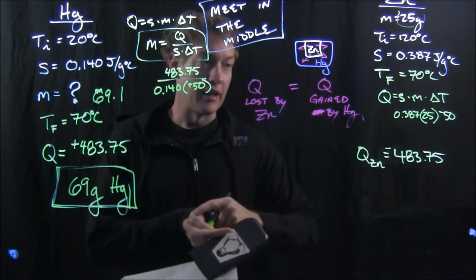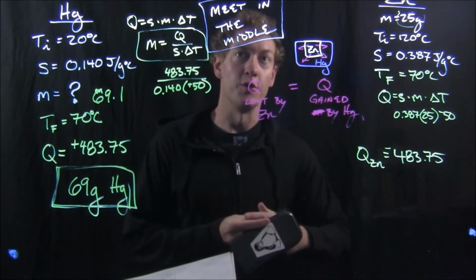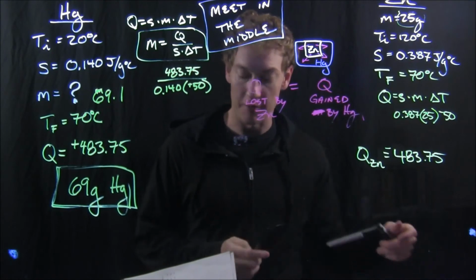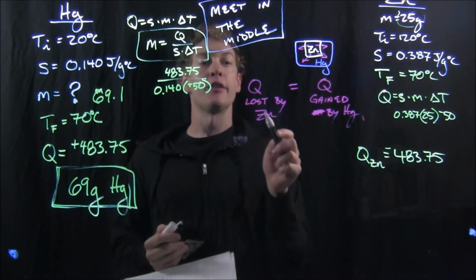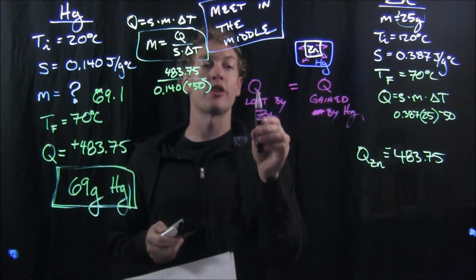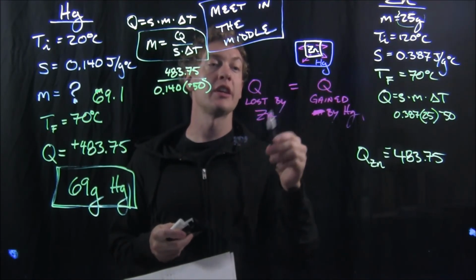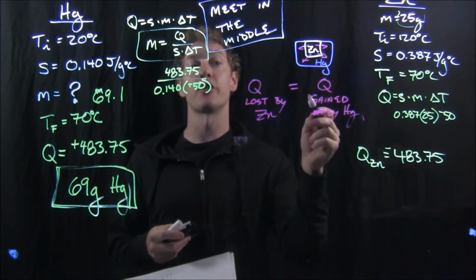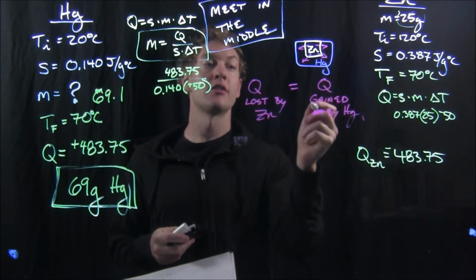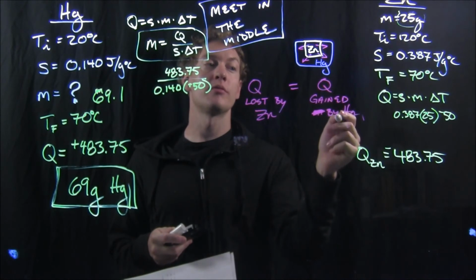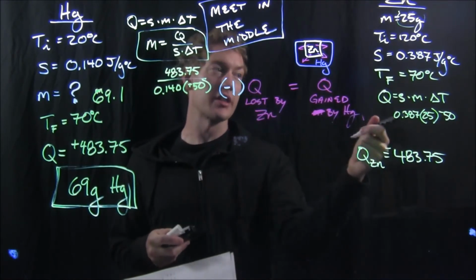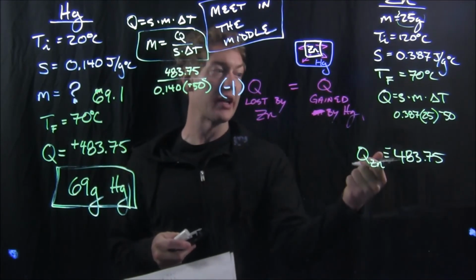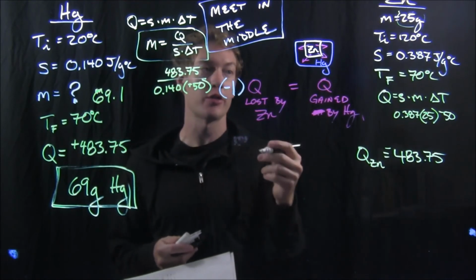And then, I don't know, I feel kind of duty bound to talk about the completely other way you could approach this. If this statement is true, that Q lost by the zinc equals the Q that is gained by mercury, so that means that Q gained by the mercury equals the Q lost by the zinc times -1, right? Because that sign just got flipped from negative 483 to positive 483.